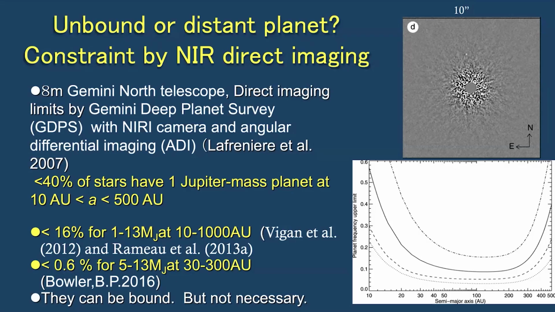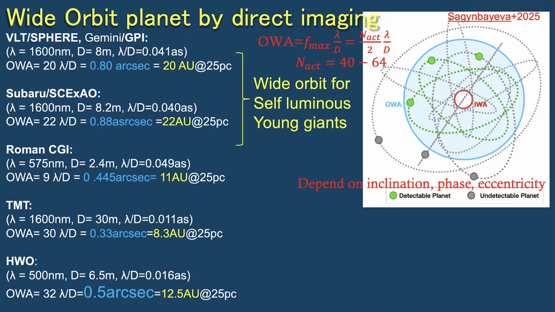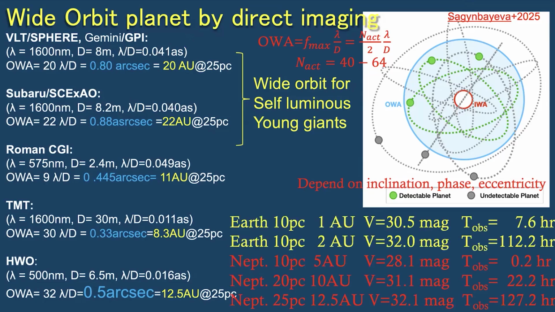But this kind of deep near-infrared imaging by current ground-based facilities like VLT, Gemini, and Subaru is only sensitive to self-luminous young giants. Still, it's very challenging to find low-mass planets by direct imaging. So maybe TMT may find such objects by reflected light or thermal light for the smaller masses, and HWO may detect Earth at 1 AU at 10 parsecs.